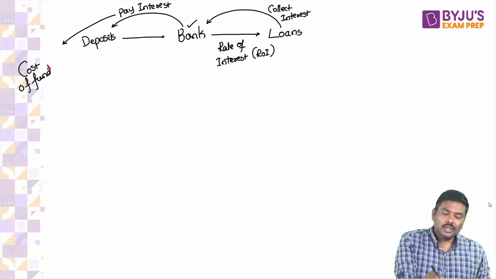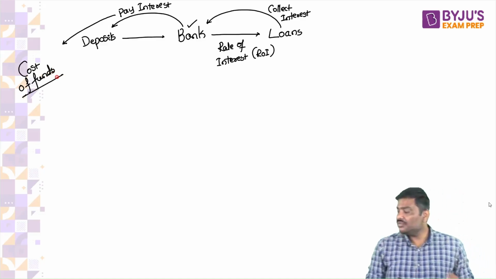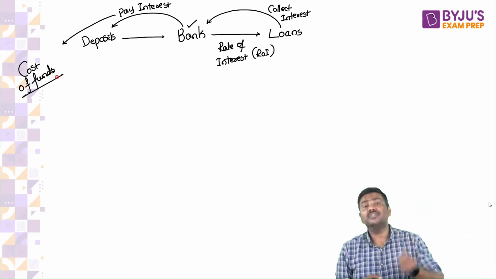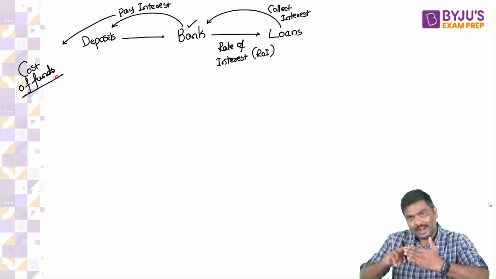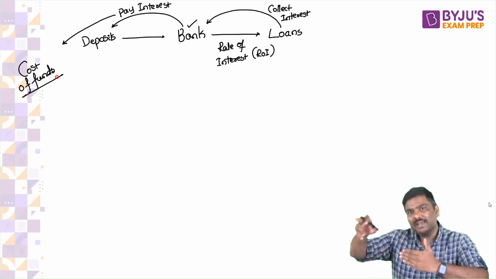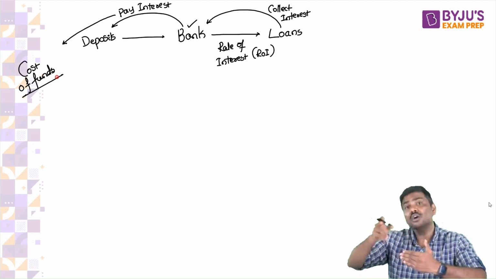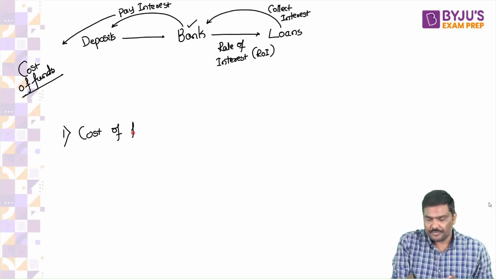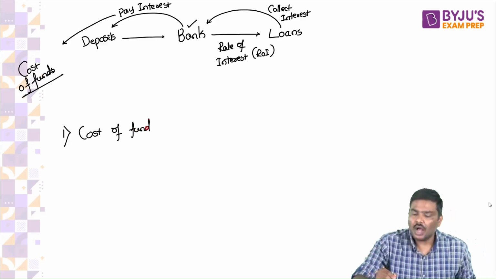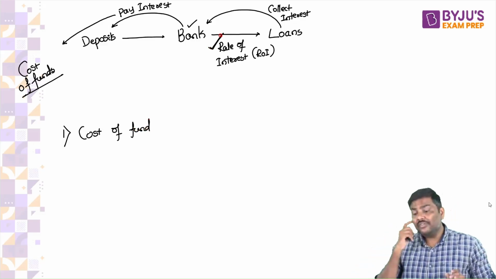Let me know. Can I say this is the cost of funds for the bank? Cost of funds means what? The bank is collecting deposits, and how much money is paid by the bank on this deposit? So the first factor is cost of funds. That is how the bank will decide what is the rate of interest here.